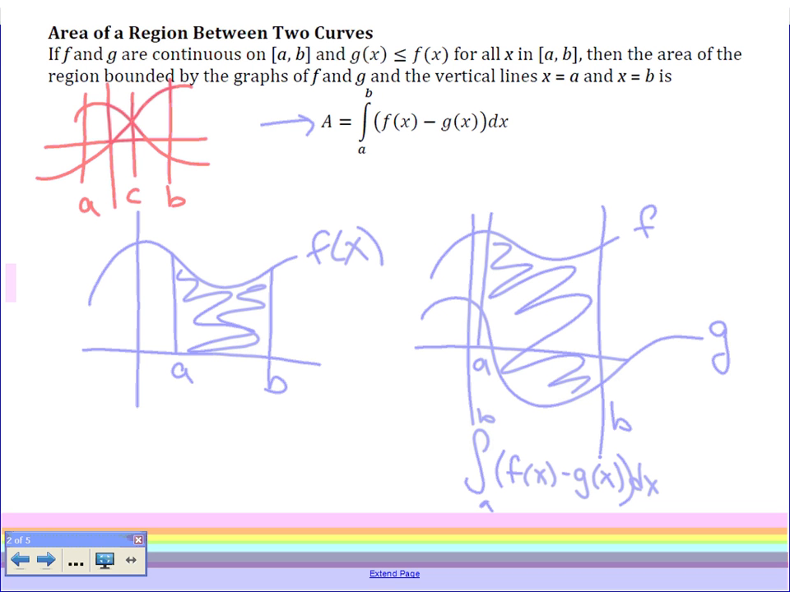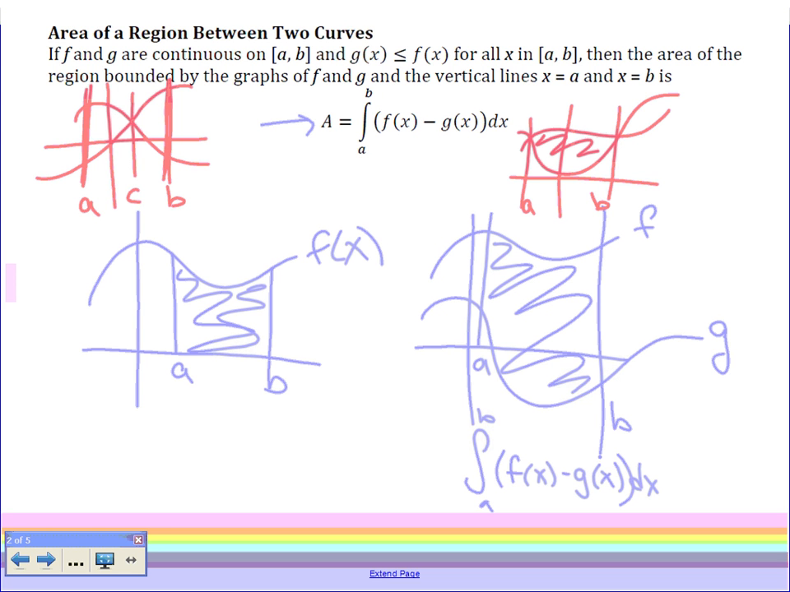So in general, if f and g are continuous on the closed interval from a to b, and g of x is less than or equal to f of x for all x in the interval, then the area of the region bounded by the graphs of f and g and the vertical lines x equals a and x equals b is this here. So we can do it either between our vertical lines, or what you're going to see in this section is where your functions are actually meeting at a and b. So if I have this function and this function, then I'm going to have them meet at a and b and then integrate to find that enclosed area between the two curves.